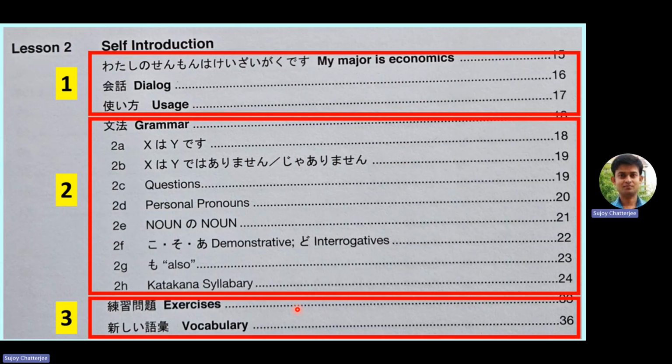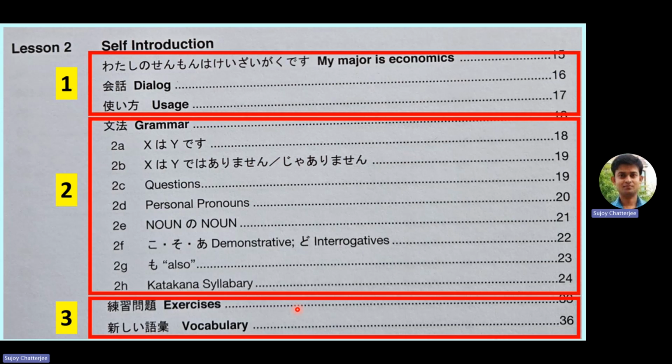So this is the content of lesson 2, self-introduction. As you can see, there are three parts. The first part contains a conversation, that is a dialogue between two persons. And after that dialogue, the usage of various components have been explained. The second part is the grammar from 2A to 2H, which is the main content of this chapter. And then finally, we have the exercises and vocabulary recap.